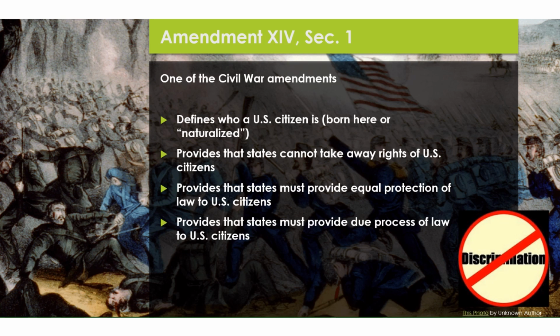It provides that states must provide due process of law to U.S. citizens. And again, you have to put yourself in the context of the Reconstruction era, the era of the KKK, when the KKK is really born, where the states are trying to keep the status quo. The former slave population is no longer enslaved. They are now freed, and now this defines them as being U.S. citizens.